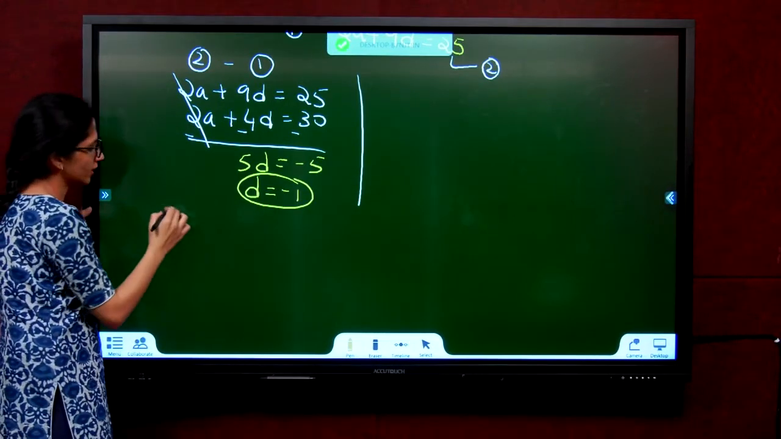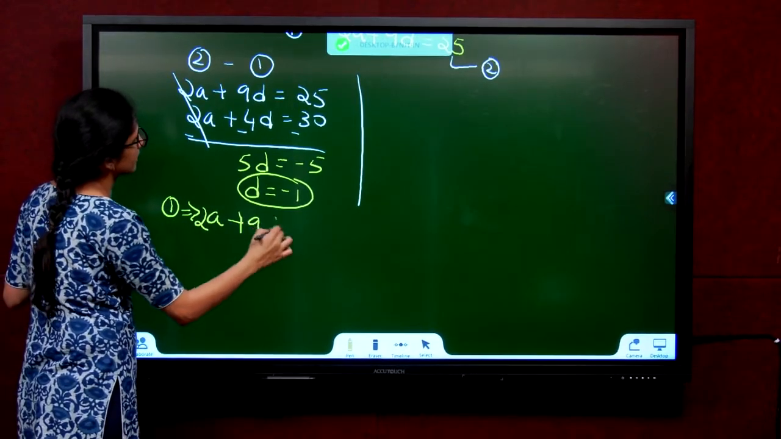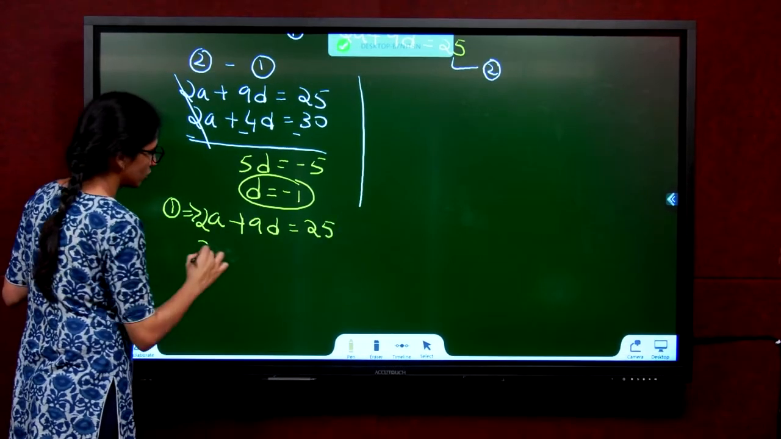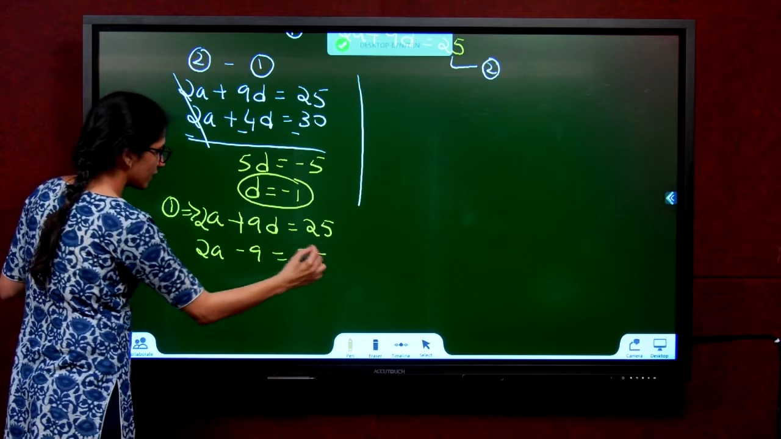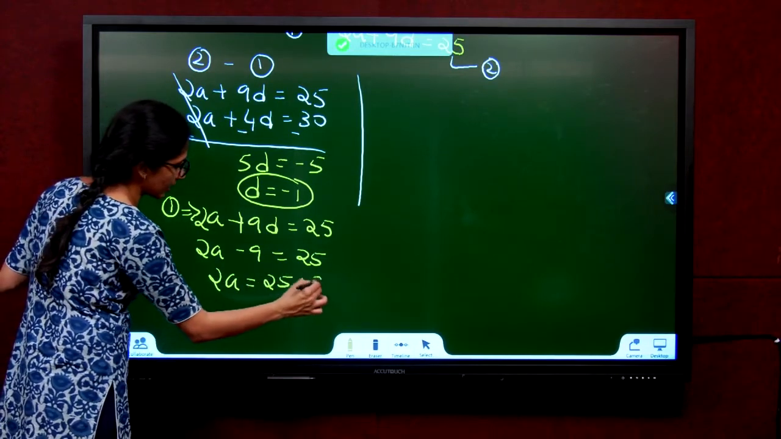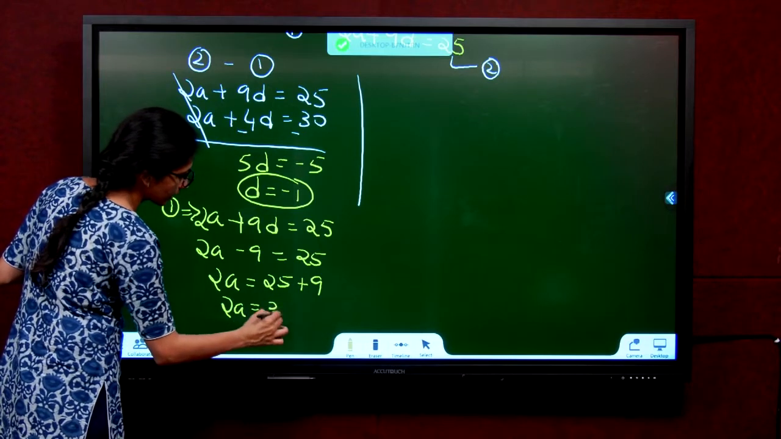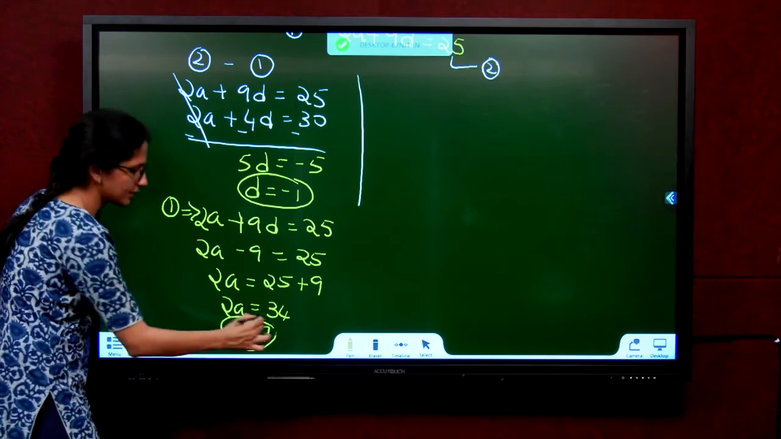Now, use any one of the equations to find the value of A. I am using the first equation. 2A plus 9D was 25. 2A minus 9, I put D as minus 1, equals 25. Send the minus 9 that side. 2A is equal to 25 plus 9. 2A is equal to 34. A is equal to 34 by 2, which is 17.